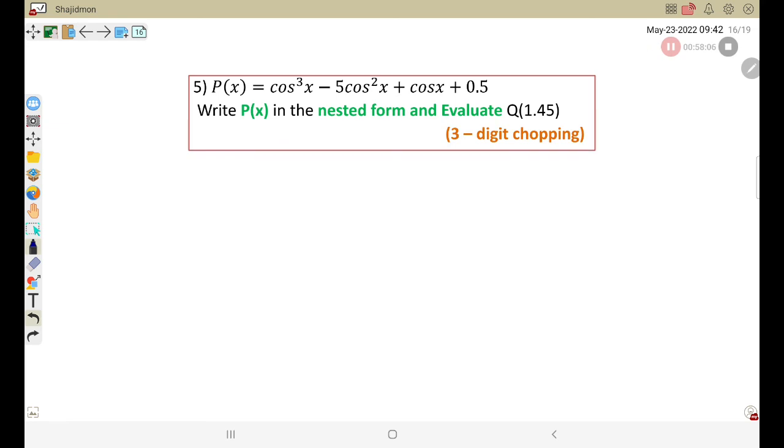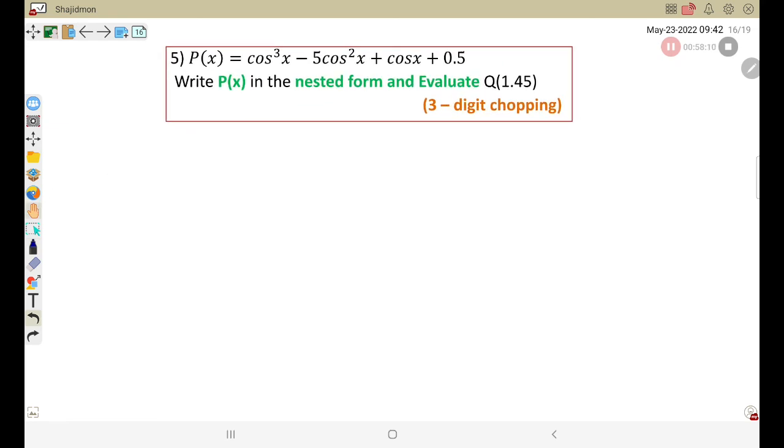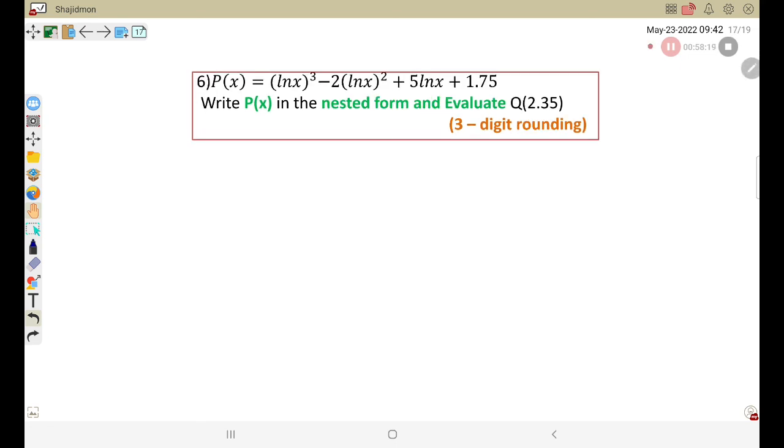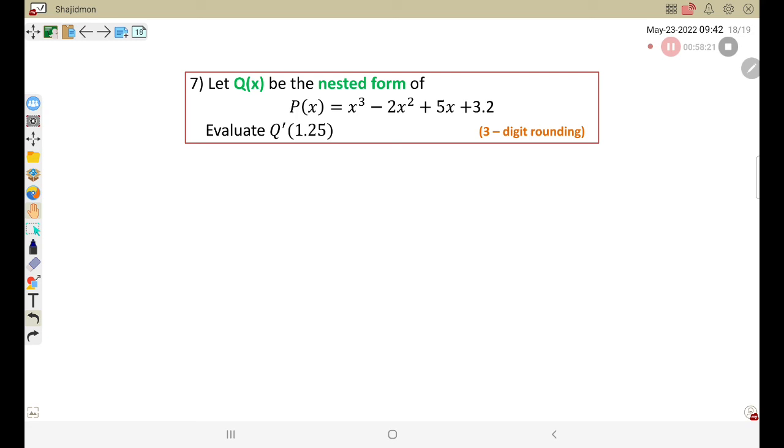Now we have the same model question here: cosine power 3x minus 5 cosine square x plus cosine x plus 0.5. And we have some length questions and some derivative questions. These 3 questions I will upload in the next recorded session, for the continuation. This is part 1. Part 2 I will upload.